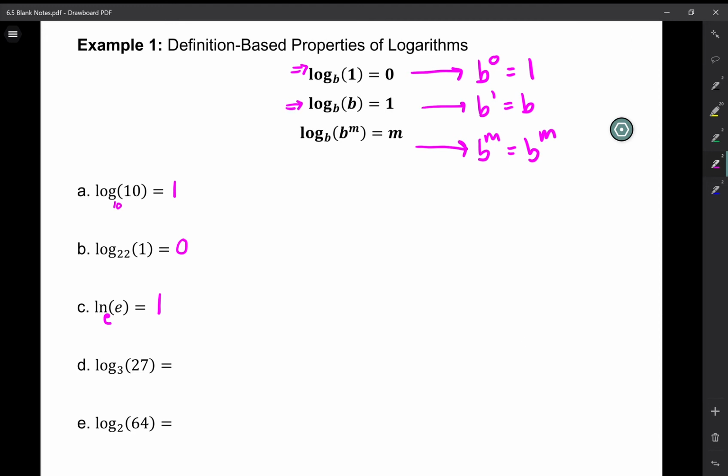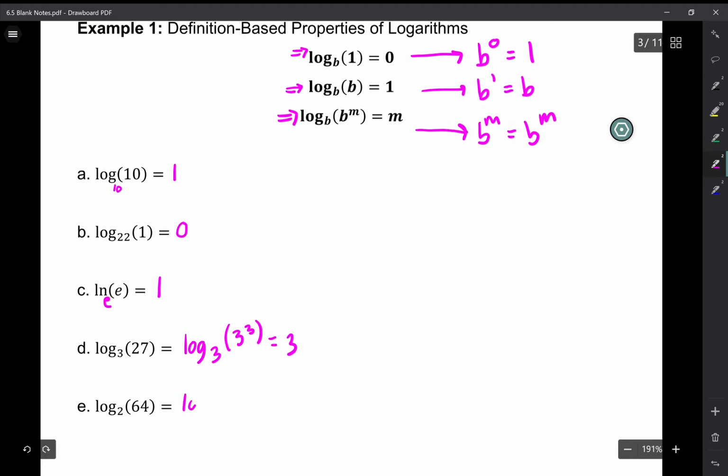Log base 3 of 27. Well, maybe this will be a little more helpful if we write 27 as 3 cubed, and then we can see this is property number 3. Log base 3 of 3 to the 3 is equal to 3. That's a lot of 3's, but we know that 3 to the 3 is 3 to the 3.